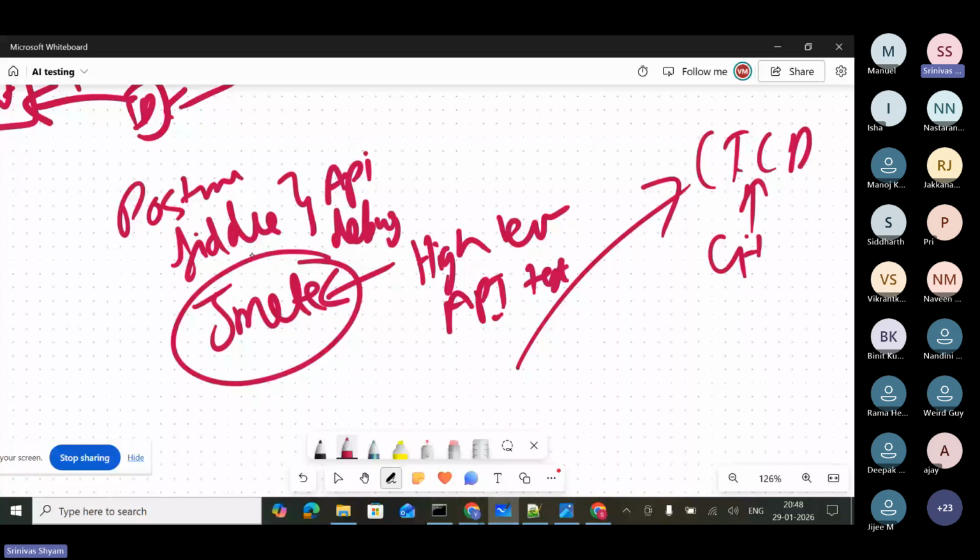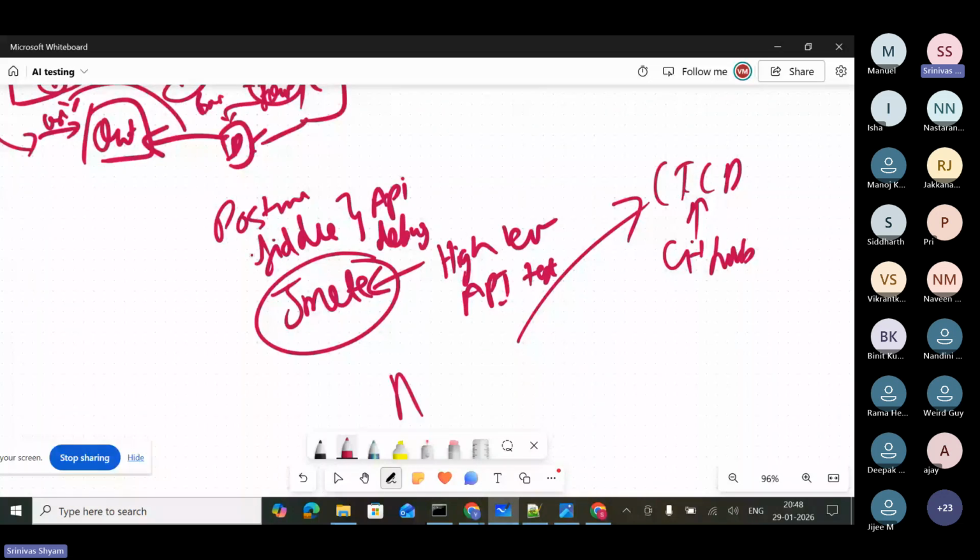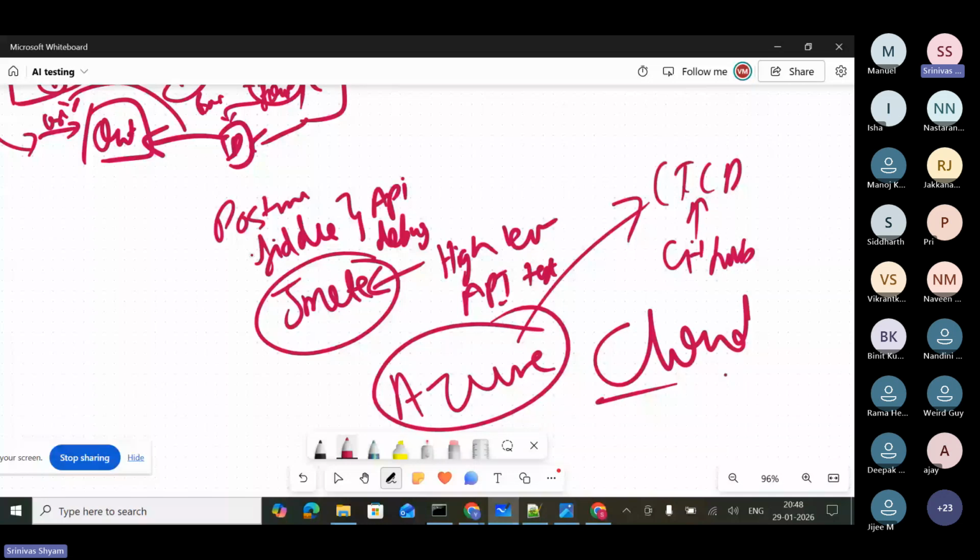It will be after you have learned all the important concepts of AI testing. We will go to the automation frameworks and the CI/CD GitHub things. And in this process, I will also give an overview of Azure Cloud, because Azure is what we are using for our playground.